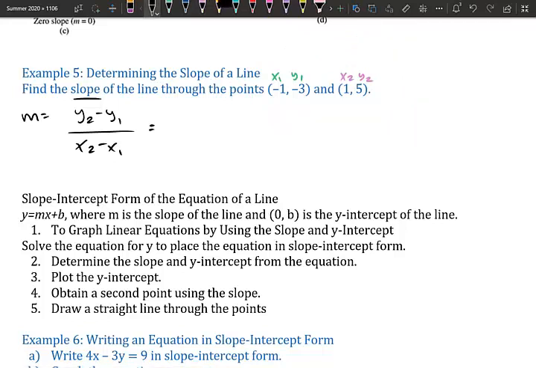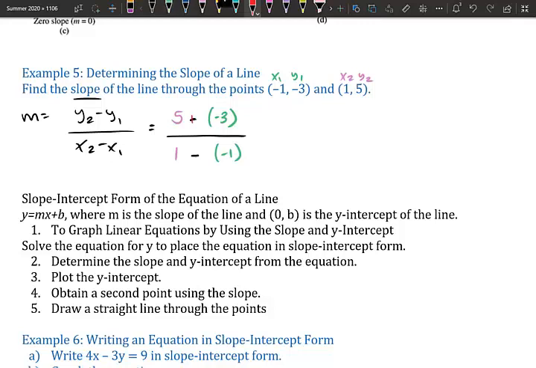So y2 is 5 minus y1, which is -3. So we always wrap our negatives. And that's over x2, which is +1, minus x1, which is -1. See how the colors match? Purple or pink? It's purple to me. Purple on purple, green on green.